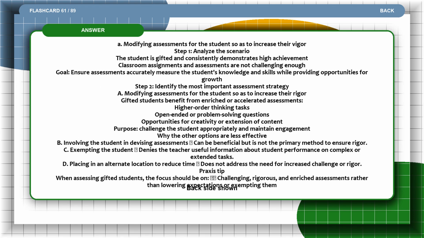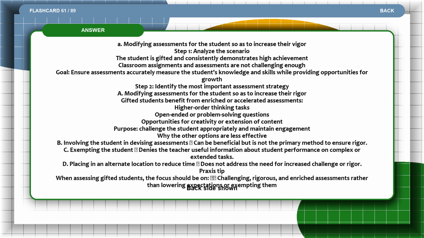The answer is A. Modifying assessments for the student so as to increase their rigor. Step 1. Analyze the scenario. The student is gifted and consistently demonstrates high achievement. Classroom assignments and assessments are not challenging enough. Goal: ensure assessments accurately measure the student's knowledge and skills while providing opportunities for growth.